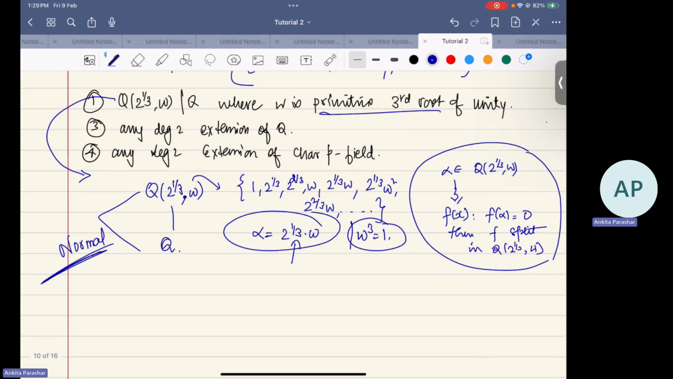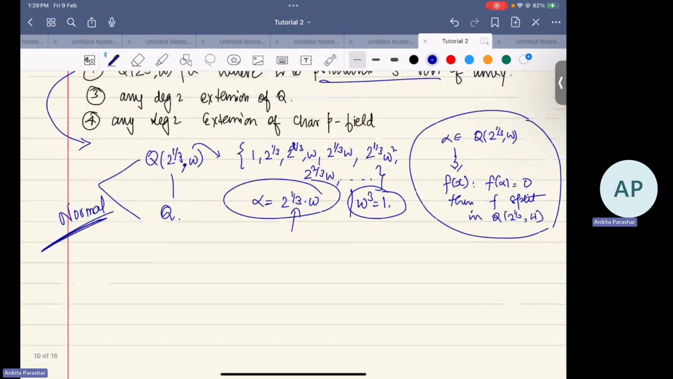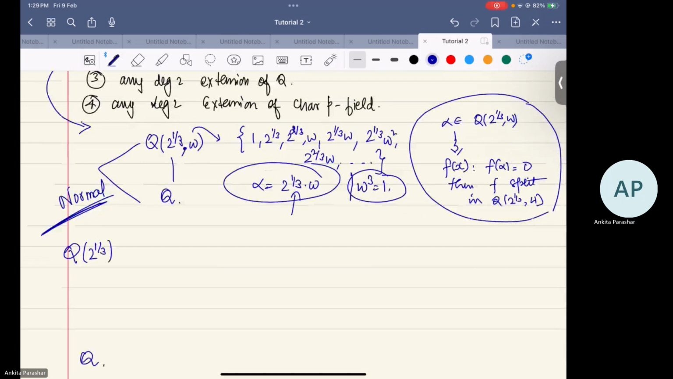Indeed, a normal extension. What about Galois extension? So for Galois, you need the degree of this field to be equal to the order of the group of all automorphisms which fix Q, over Q(2 power 1 by 3). Okay, just put this. What can you say about the degree? This you saw, this has degree 3. And here you are just adding omega to this field.